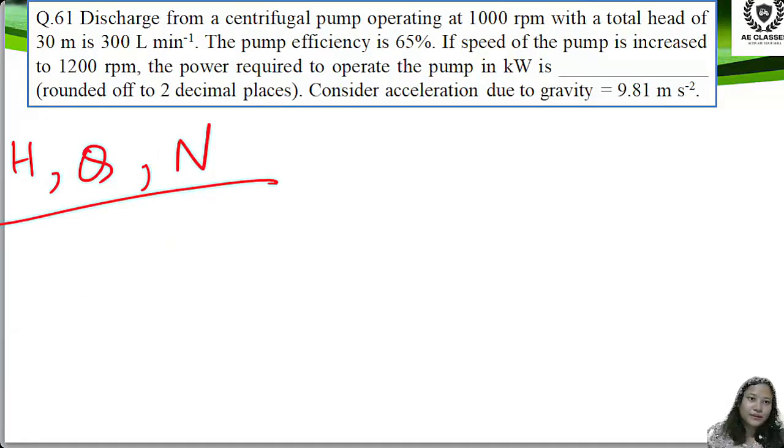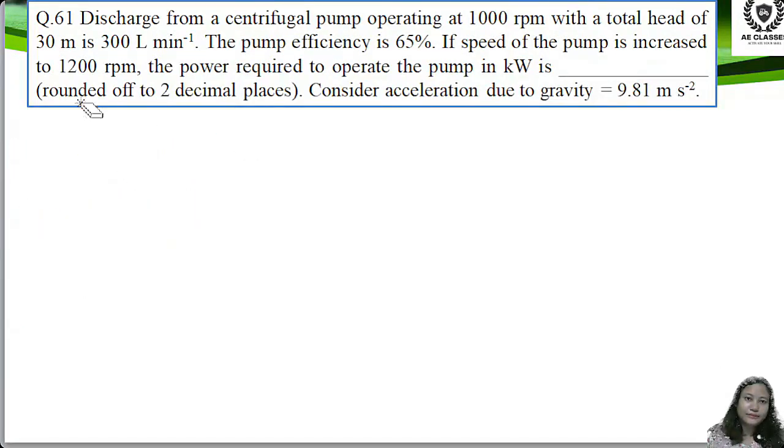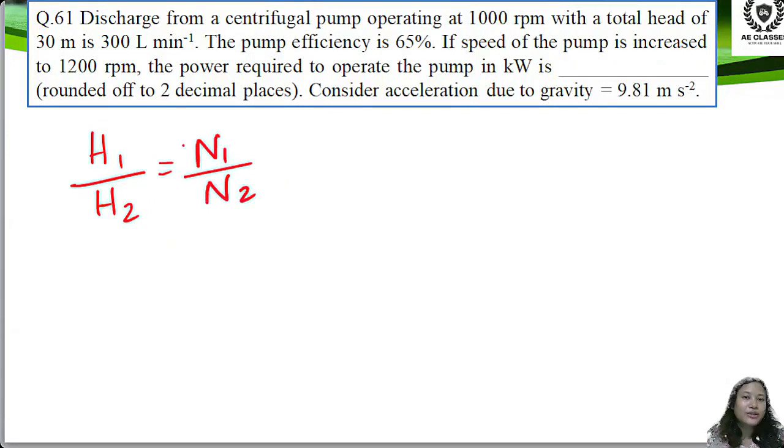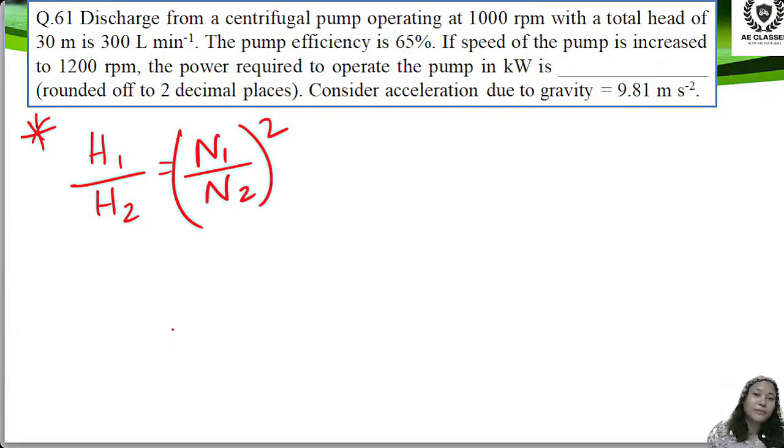For a centrifugal pump, the relation is given as H1 by H2 equal to N1 by N2 to the power 2. Very important formula. So you see, there is a first pump operating at 1000 RPM, the head is 30, and the discharge is 300 liter per minute. Right? Then the pump efficiency is how much?